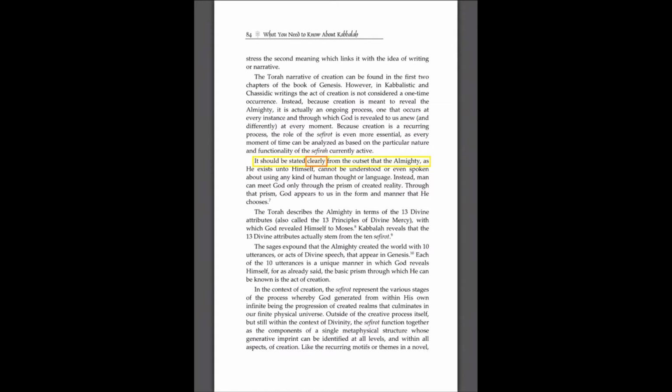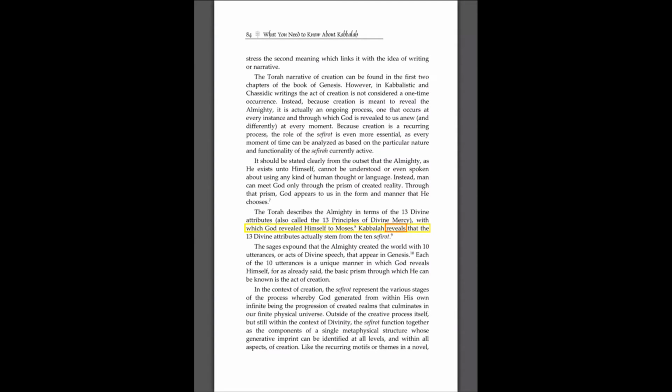It should be stated clearly from the outset that the Almighty, as He exists unto Himself, cannot be understood or even spoken about using any kind of human thought or language. Instead, man can meet God only through the prism of created reality. Through that prism, God appears to us in the form and manner that He chooses. The Torah describes the Almighty in terms of the 13 divine attributes, also called the 13 principles of divine mercy, with which God revealed Himself to Moses.